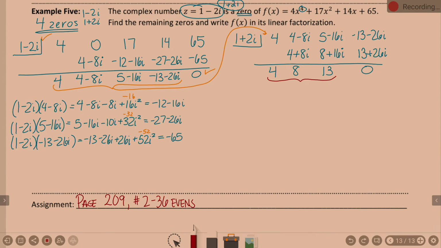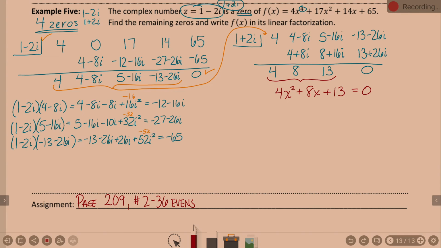What does that represent? 4x squared plus 8x plus 13 equals 0. Okay. Our remaining factor is 4x squared plus 8x plus 13. We need to set it equal to 0. We still have 2 more zeros to find. But now we have a quadratic equation we can work with.